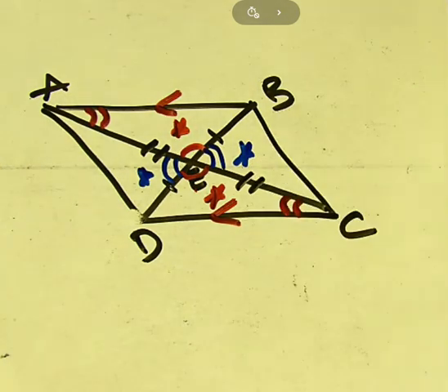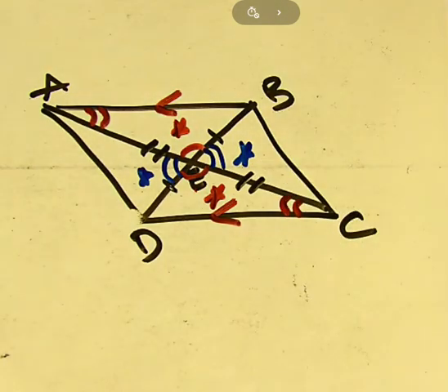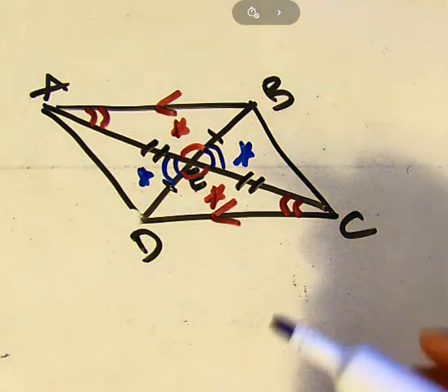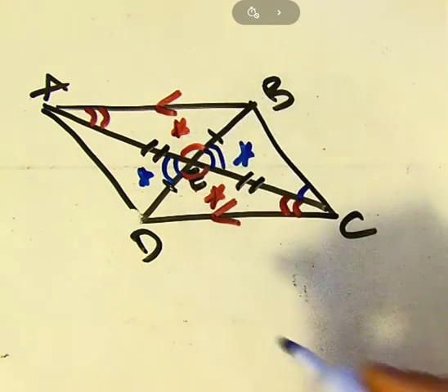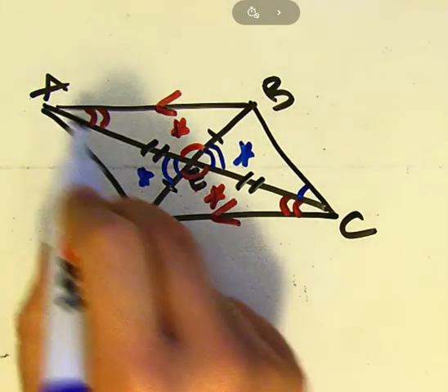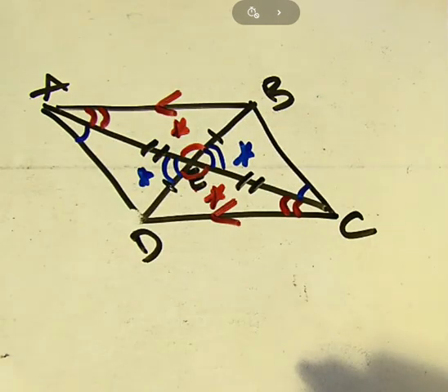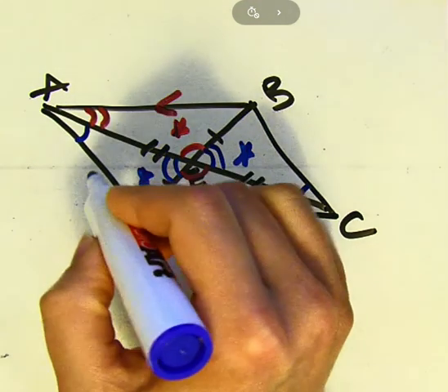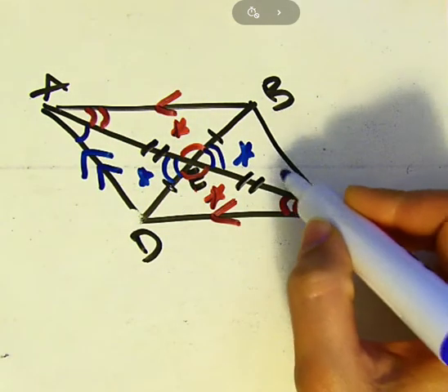And now that these two triangles are congruent, we can say that this angle BCE is congruent to angle DAE by CPCTC. And because of the alternate interior angle converse theorem, again, we can say line segment AD is parallel to line segment CB.